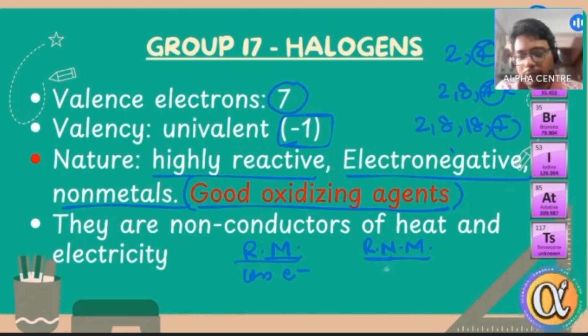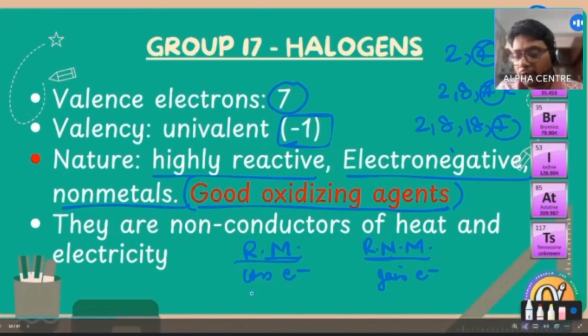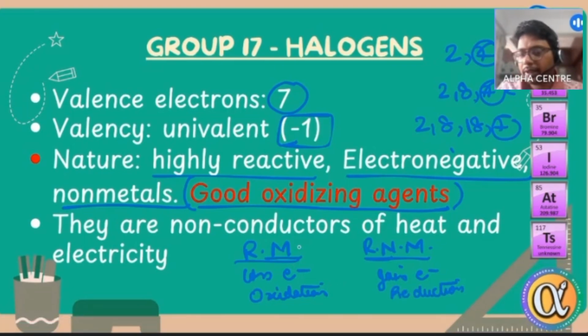While non-reactive non-metals like to gain electrons. Loss of electron is known as oxidation. Gain of electron is known as reduction. So metals get oxidized by losing electrons, and non-metals get reduced by taking electrons.